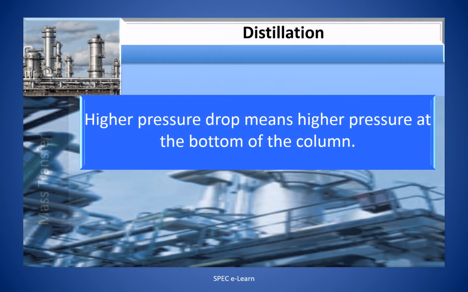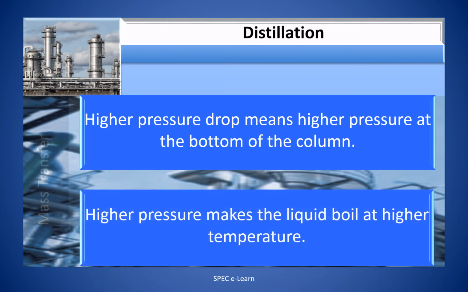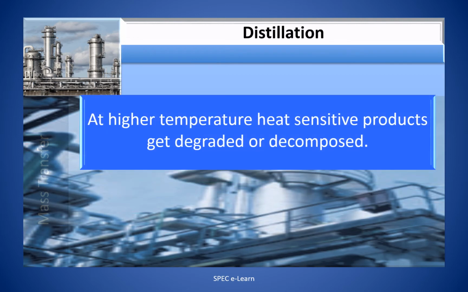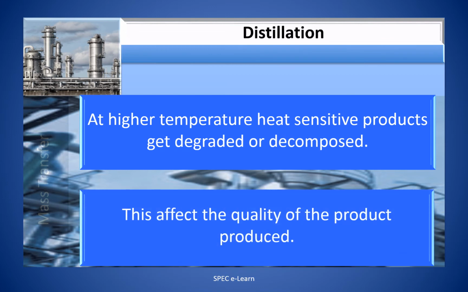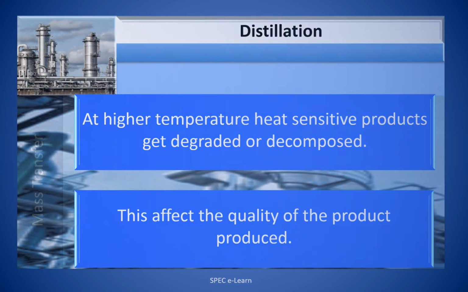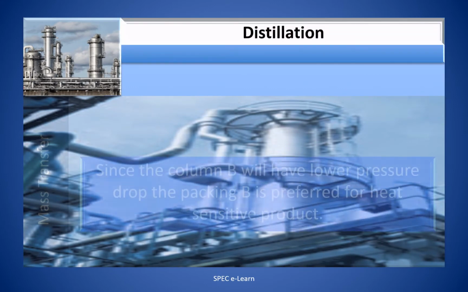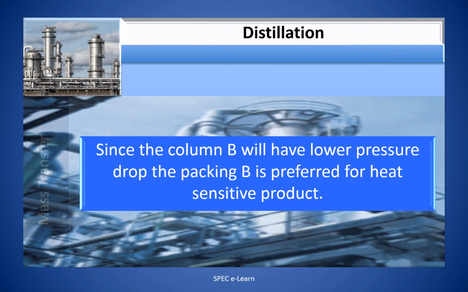Higher pressure drop means higher pressure at the bottom of the column. Higher pressure makes a liquid boil at higher temperature. At higher temperature, heat sensitive products get degraded or decomposed. This affects the quality of the product produced. Since column B will have a lower pressure drop, packing B is preferred for heat sensitive product.